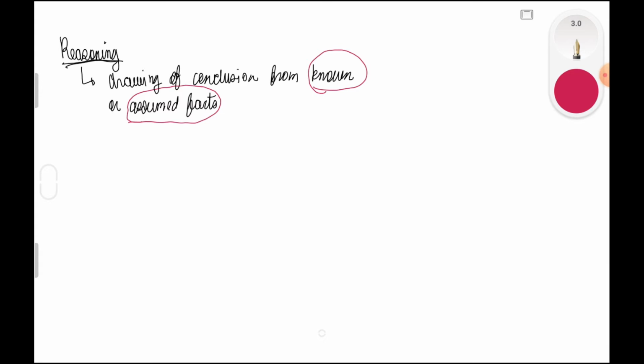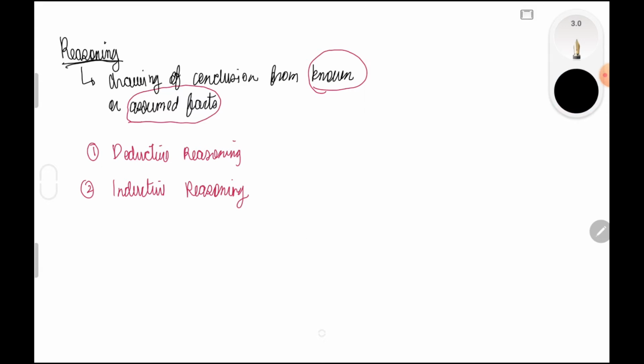So, there are two types of reasoning that we are discussing in this topic. We have our number one, our deductive reasoning, and our number two, which is your inductive reasoning. So, the first type of reasoning that I would discuss is our deductive reasoning. So, what is our deductive reasoning?